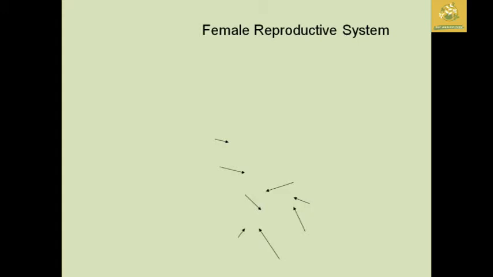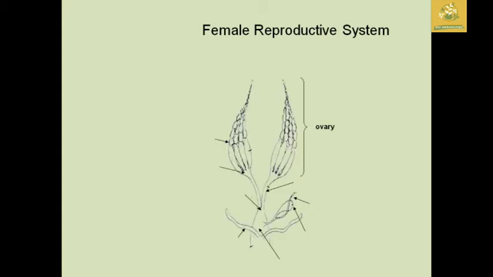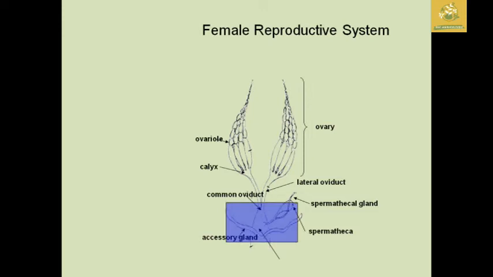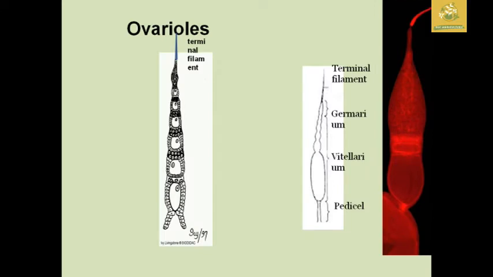While seeing the female reproductive system, you can see a pair of ovaries, and they contain the ovarioles, as well as the calyx, lateral oviduct, common oviduct, accessory glands and spermathecal glands. The yellow color is the primary one, and the blue color is the secondary one, and it also consists of the bursa copulatrix, which is known as the vagina. An ovariole contains the terminal filament, and it is composed of germarium and vitellarium, as well as the pedicel.